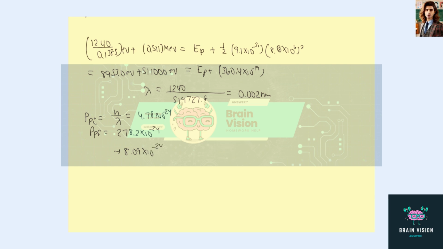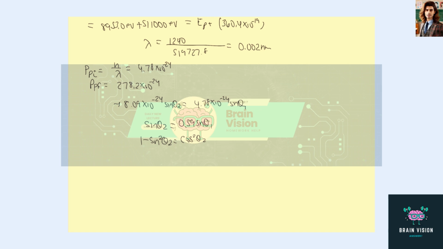8.09 times 10 to the negative 24 sine of theta 2 equal to 4.78 times 10 to the negative 24 times sine of theta 1. So from our equation, we can find that sine of theta 2 is equal to 0.59 sine of theta 1. We also have this expression 1 minus sine squared of theta 2 equal to cosine squared of theta 2. So we can substitute in our value to get a quadratic formula. And solving, we find cosine theta 1 to be 0.04, so theta 1 is 87.7 degrees.